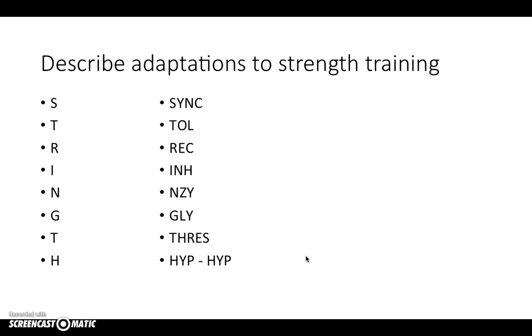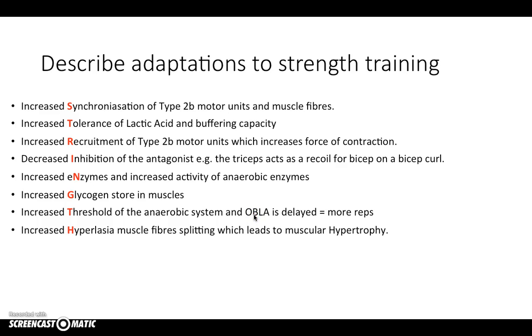Okay, so how are we going to actually remember this? So describe adaptations to the strength training. We're going to try and actually use this memory method, strength. Hopefully you're turning that into strength, and this is going to help you out. Now, I'm going to put this into context and describe each one for you, and hopefully this memory method will really help you when it comes to the adaptations to strength training. So first one, yes, increased synchronization of type 2B motor units and muscle fibers.